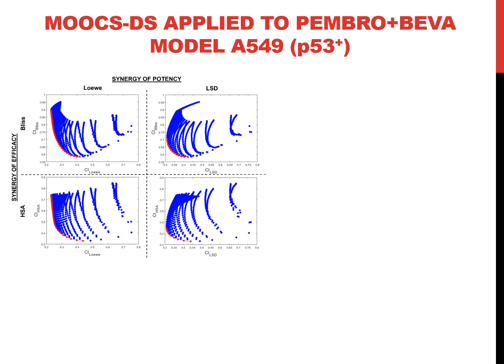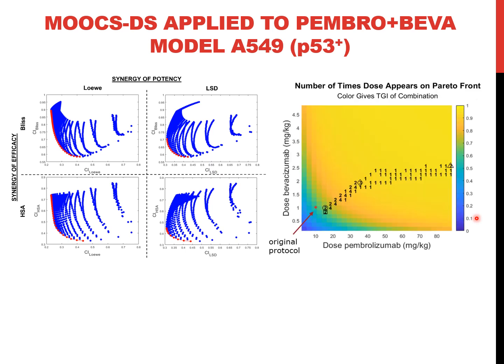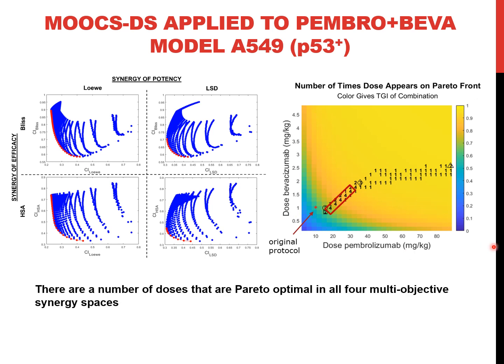Let's see the application for A549. So we build these beautiful plots. These are the red dots. These are our Pareto fronts. So then we have the output of this plot, which is the number of times a dose appears on each of the Pareto fronts. This was the original protocol. Okay, well, it looks like there are actually a number of doses that are Pareto optimal in all 4 multi-objective synergy spaces. That's pretty exciting.